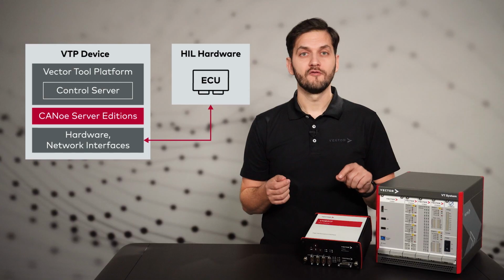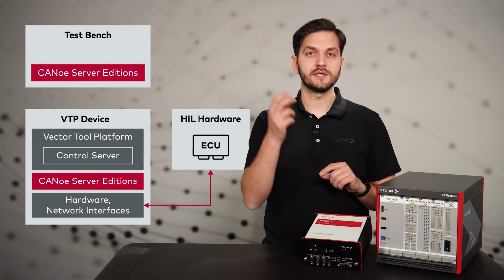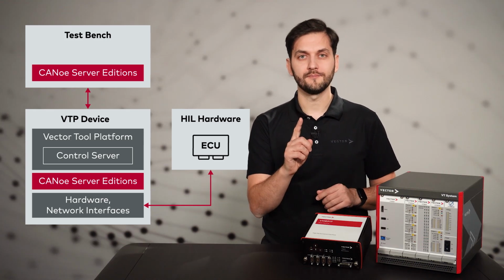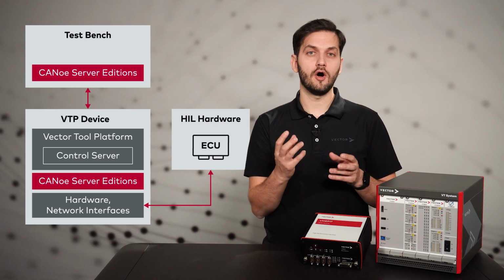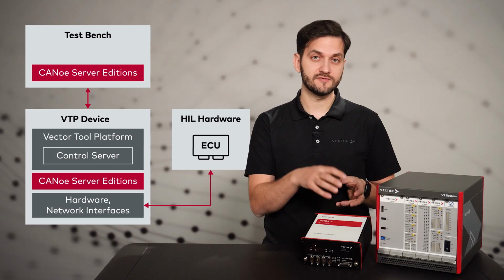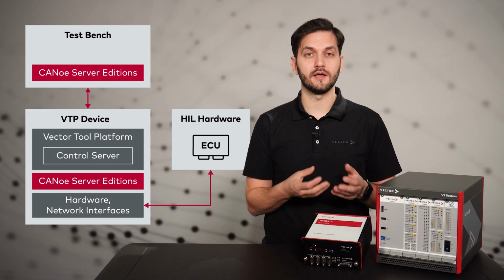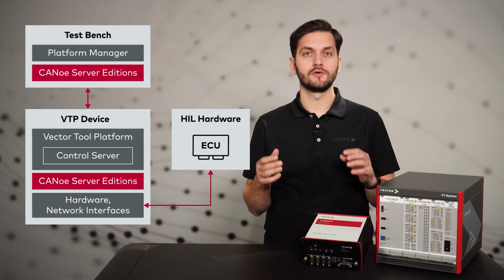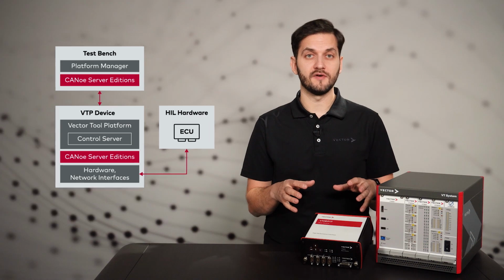Vector tool platform helps to keep the workflow simple while being invisible to the user. For example, we can trigger remote execution of CANoe Server Edition on a VTP device with one command. Vector tool platform handles all organizational tasks like transfer of artifacts automatically under the hood, all without influencing the simple DevOps workflow. We can use the Vector Platform Manager to configure and control the VTP device.